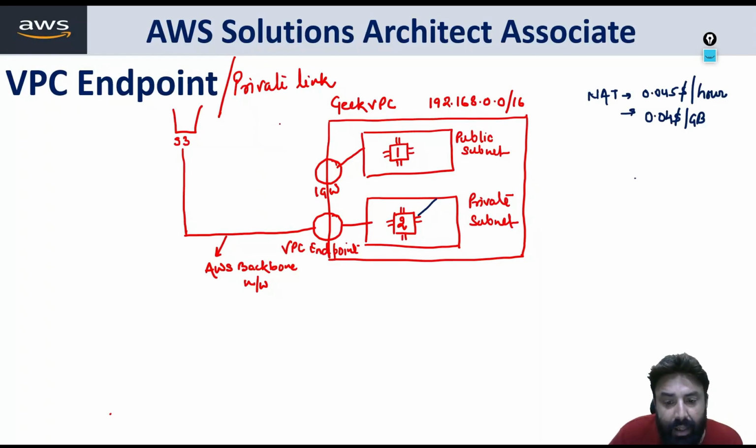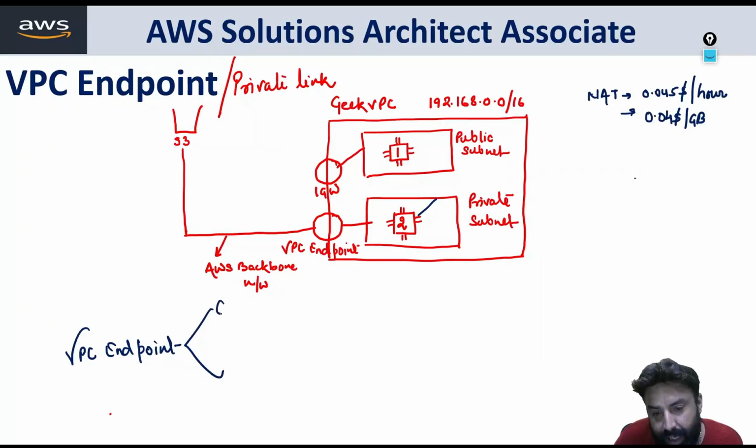Fine. Now, coming back to the VPC endpoint. VPC endpoints come in two options. One option is the gateway endpoint. Please make a note of it. Gateway endpoint.